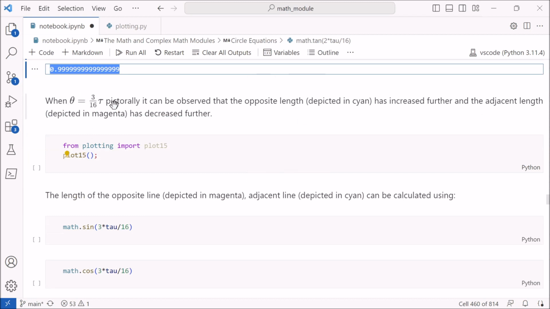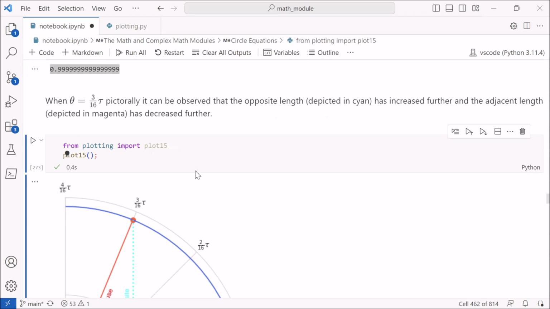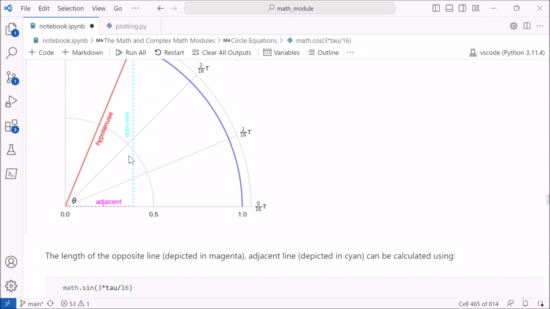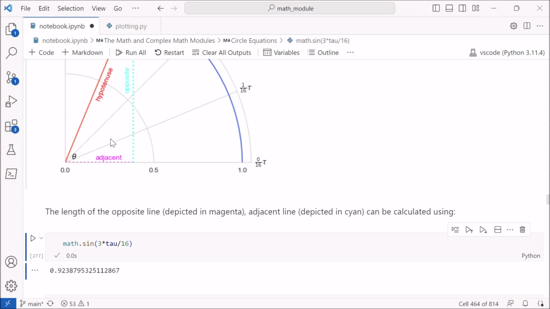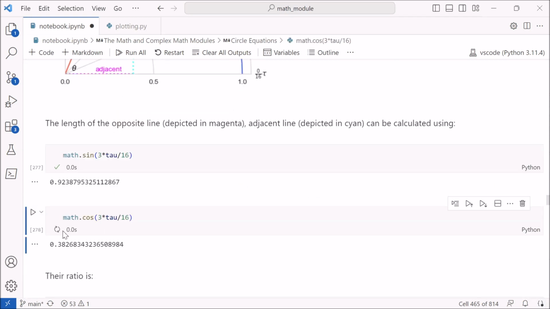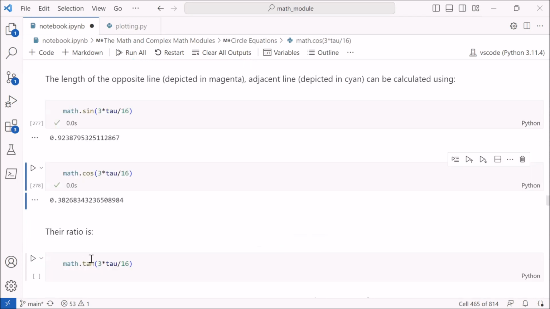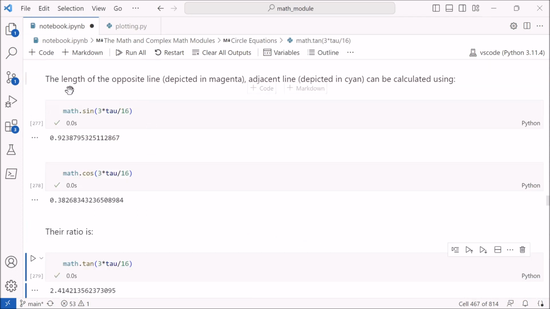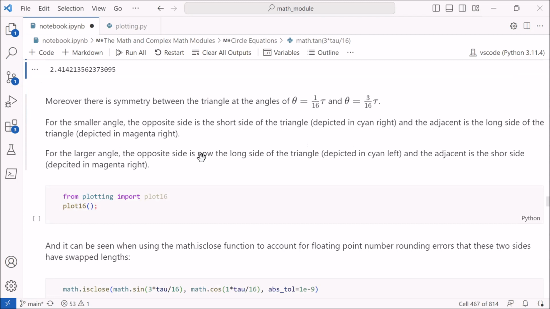When theta is 3/16 tau, let's have a look at the triangle. So now notice that the opposite is the long length and the adjacent is the small length. So we can calculate the opposite using the sine and the adjacent using the cosine. So this is 0.92 and 0.38, and the ratio, which is going to be the sine over the cos, is going to be 2.41. So if you've been observant, you'll have noticed that we've actually had these results before, and that's because there's some symmetry in the circle.